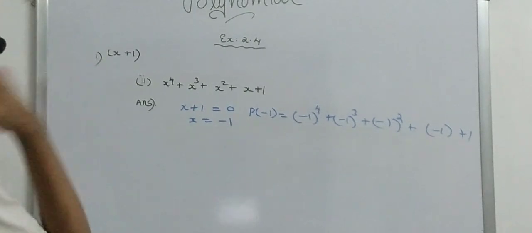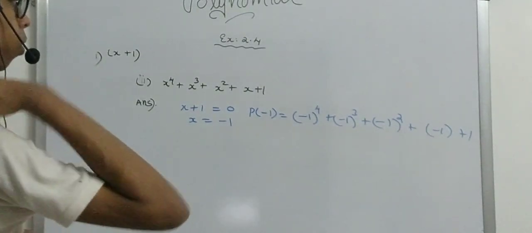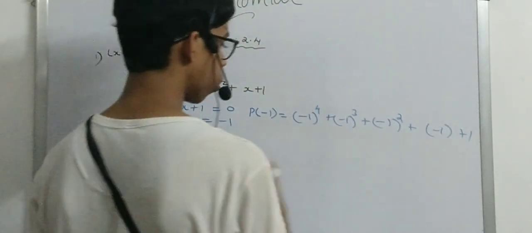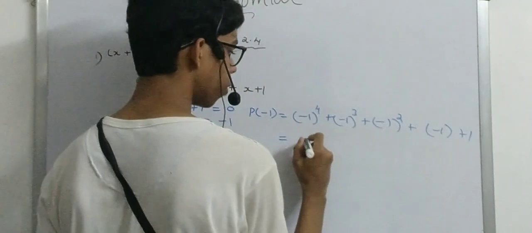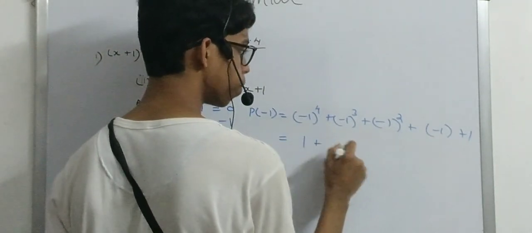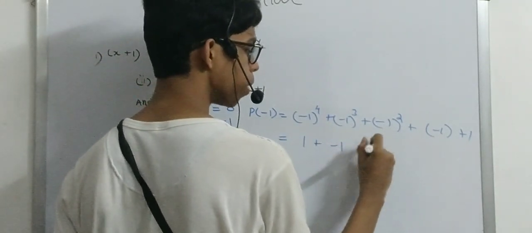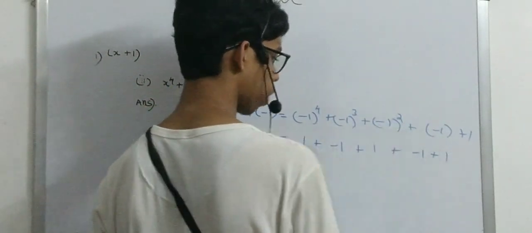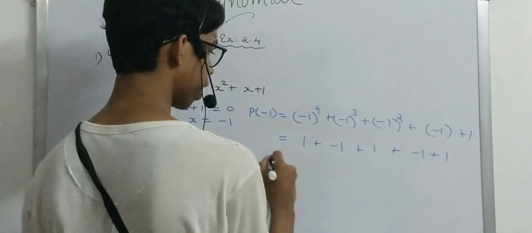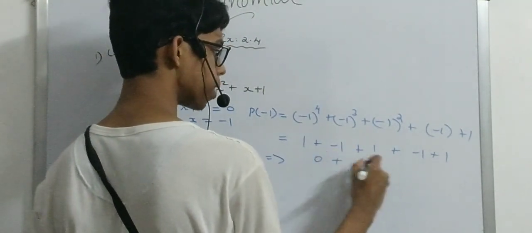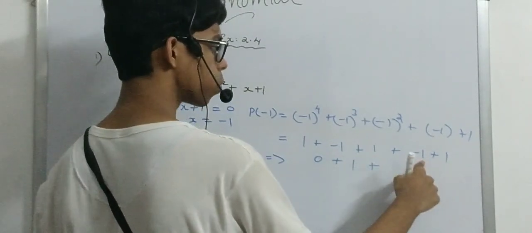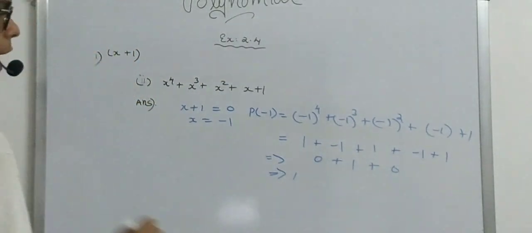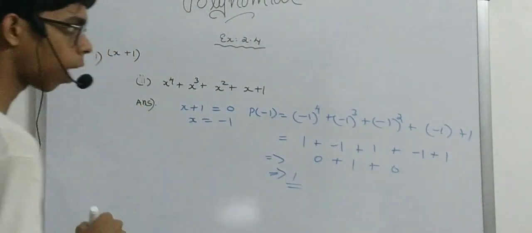We have to substitute minus 1 in the places where x is there. So minus 1 the whole raised to 4, even power, so this will become plus 1. Minus 1 the whole cube is minus 1, minus 1 the whole square is plus 1, plus minus 1 plus 1. So if you see over here, this becomes 0, plus this becomes 1, plus minus 1 plus 1 again 0. So here we will get the value of the polynomial equal to 1.